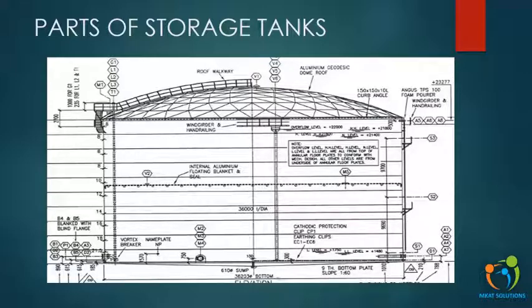The total weight of that roof itself is very high. So that is the reason many times we go for aluminium, because the self weight is low. So the strength requirement also becomes low.